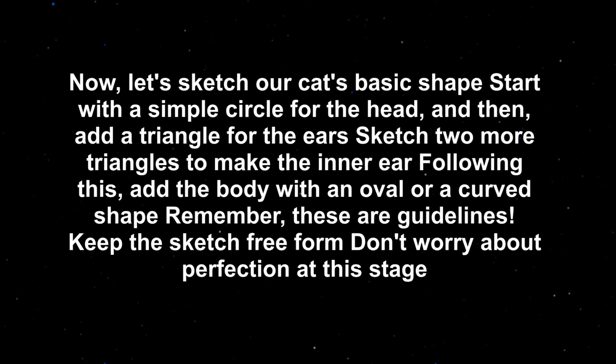Now, let's sketch our cat's basic shape. Start with a simple circle for the head, and then add a triangle for the ears. Sketch two more triangles to make the inner ear. Following this, add the body with an oval or a curved shape. Remember, these are guidelines. Keep the sketch free form. Don't worry about perfection at this stage.